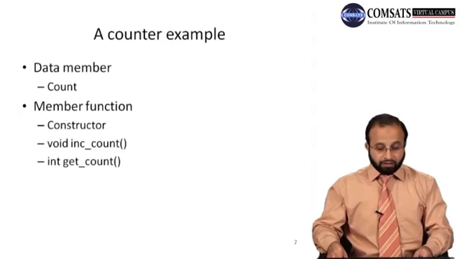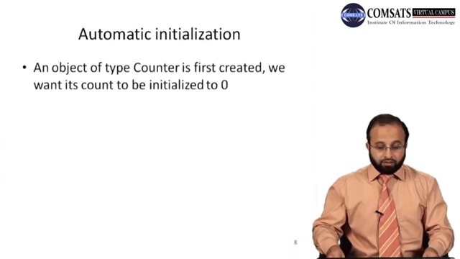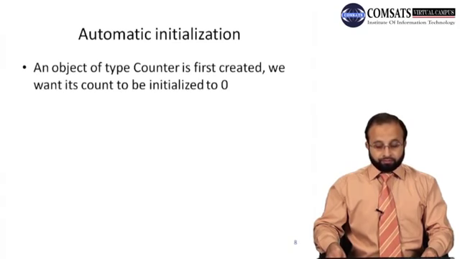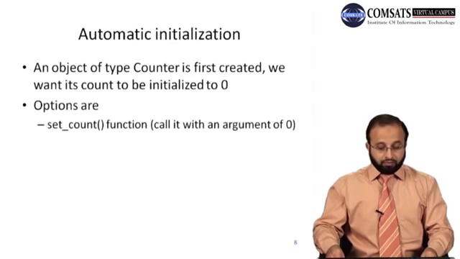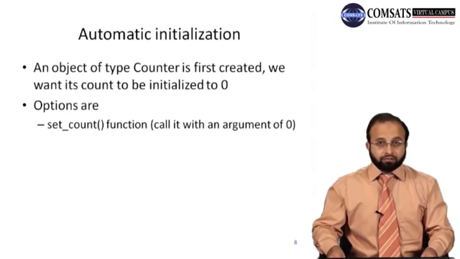We will see the class and execute it, but before going to the editor, let's go into a little bit more detail of this class. This is called automatic initialization. An object of type counter is first created. We want its count to be initialized to 0. Now, what are the options? The options are, we can have a set count function, and call it with an argument of 0.